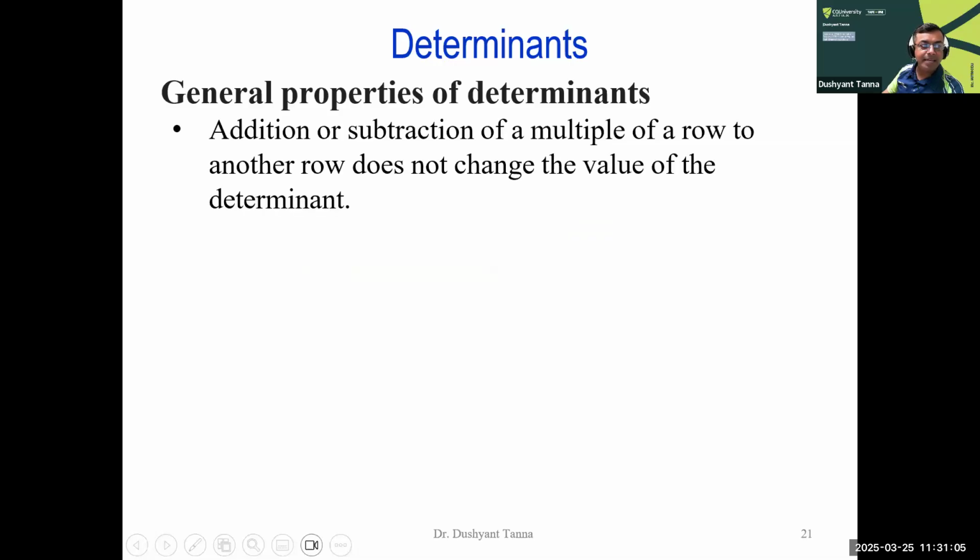Next, addition or subtraction of a multiple of a row to another row does not change the value of a determinant. I can give you a numerical example as well, or I can provide you a theoretical example. Let me provide you a general example first, and then I'll provide the numerical one.